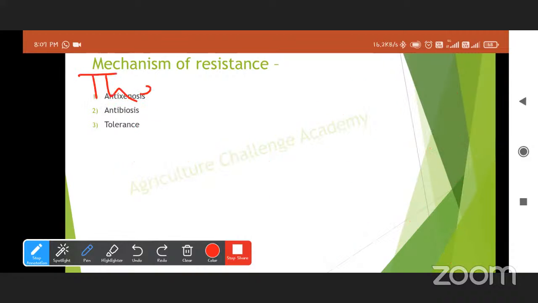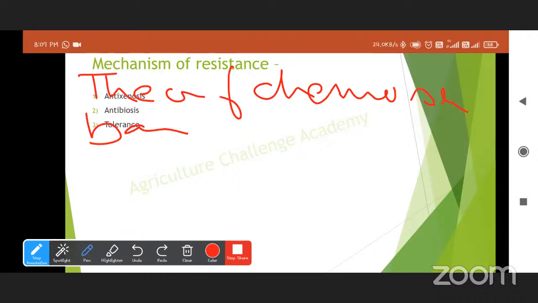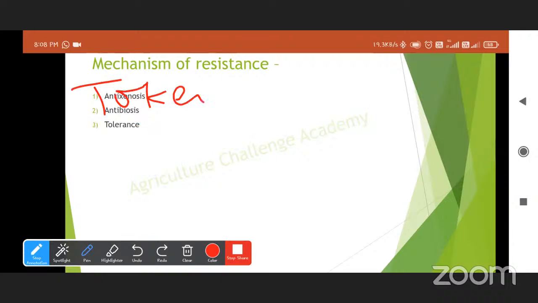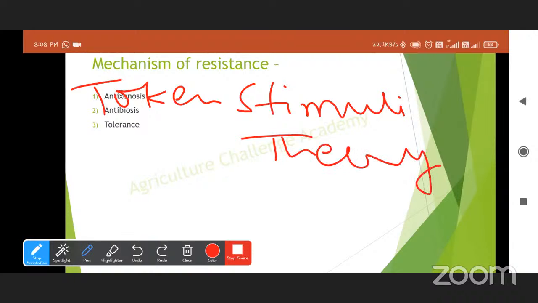The next is theory of chemosensory basis of host selection, proposed by Dethier. The next theory is token stimuli theory. It was proposed by Frankel. Token stimuli theory proposed by Frankel. Theory of chemosensory basis of host selection proposed by Dethier.